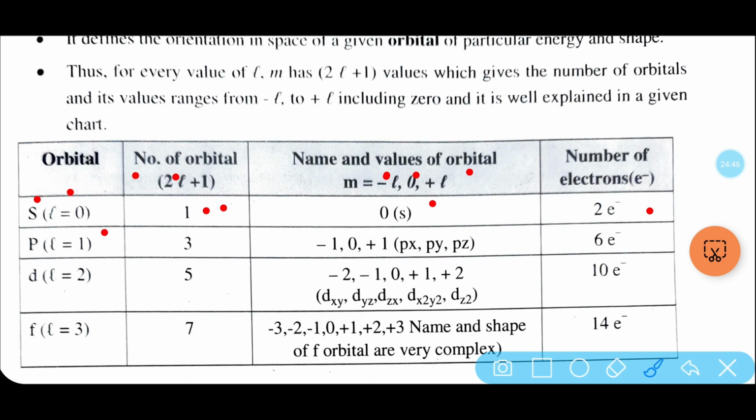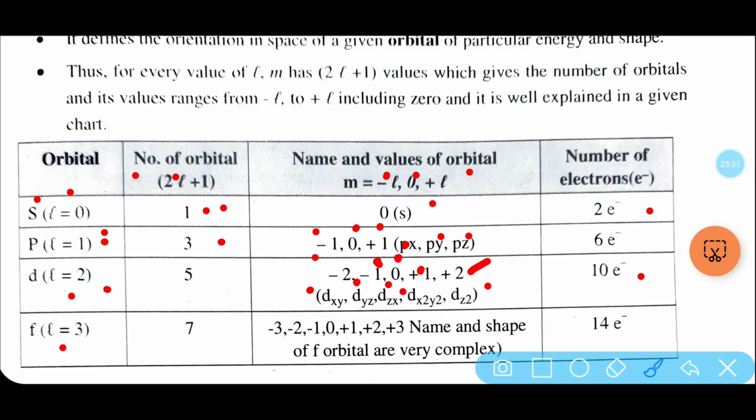If it is a p orbital, l is equal to 1, there are 3 orbitals, px, py and pz, that means the values are -1, 0 and +1, because here l is equal to 1. If l is equal to 2, there is a d orbital. That means the d orbital has 5 subshells: dxy, dyz, dzx, dx square minus y square and dz square. So for l equal to 2, the values of the magnetic quantum number are -2, -1, 0, +1 and +2, and total 5 subshells are there, each of capacity 2, so we have 10 electrons in the d orbital.